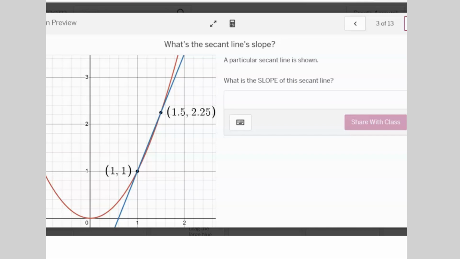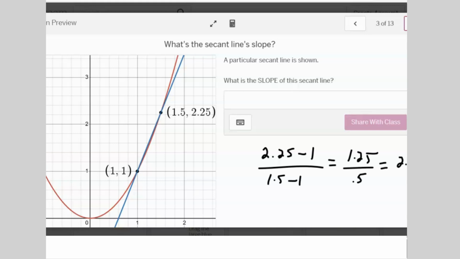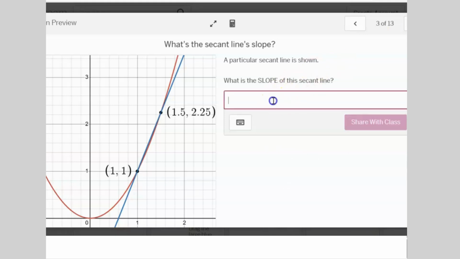In this case, we have our blue line and we want to calculate the slope. So we would have 2.25 minus 1, divided by 1.5 minus 1, which would be 1.25 divided by 0.5, which would equal 2.5. So our slope here is 2.5.